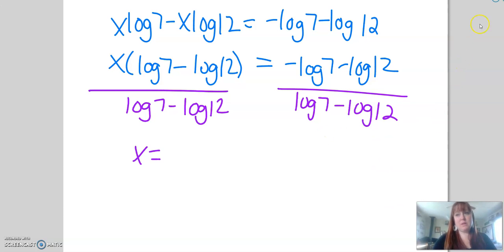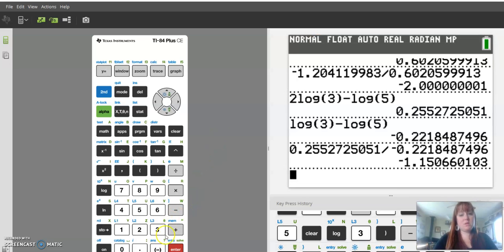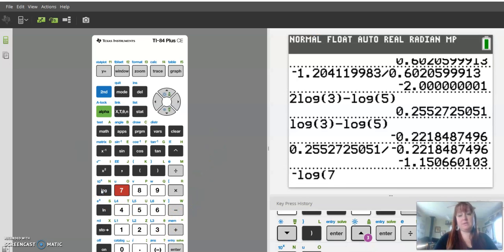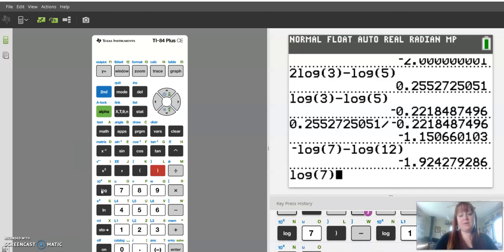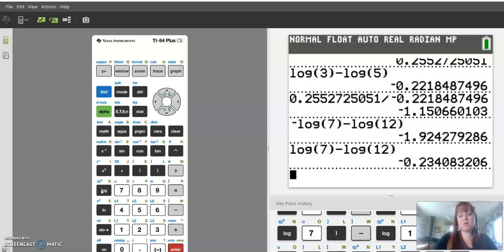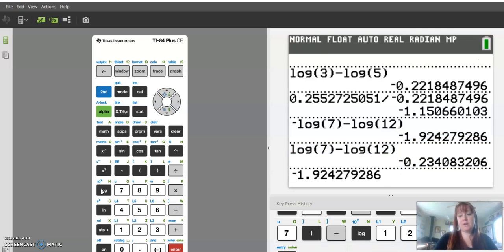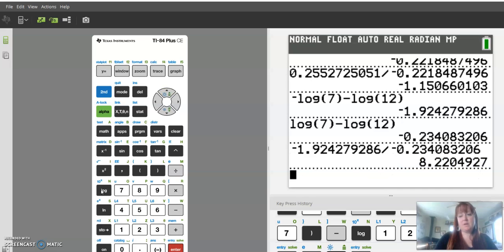So let's just plug this into our calculator. Negative log 7, close parentheses, minus log 12. So this is what's on the top. And then log 7 minus log 12. This is what's on the bottom. Log 7, close parentheses, minus log 12. Okay, so this is our numerator, and we divide it by our denominator, and we get 8.220. That's our final answer.